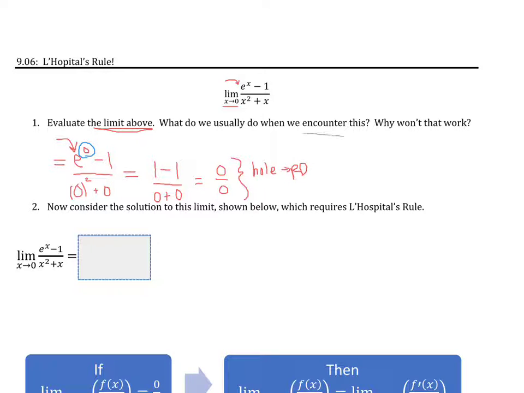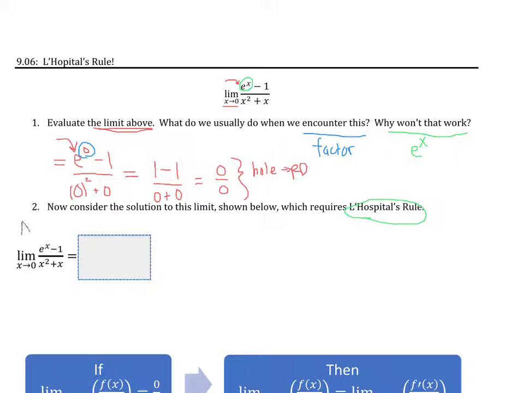So what do we do when we encounter this? Normally we look to factor, and we look to cancel something out of the numerator and denominator. Why won't this work though? Well, why won't this work in this situation? We can't really factor something with that e to the x power. All right, so we have to use a different strategy. And that is where L'Hopital's rule comes in handy.